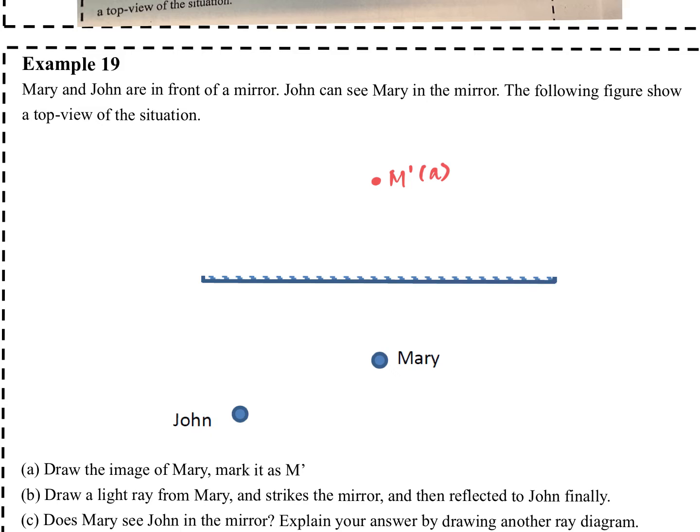And then draw the light ray from Mary, strike the mirror, and then reflect to John finally. This is the way that we draw the ray diagram. Firstly, we have to draw the image. Secondly, we have to draw the light ray entering the eyes. In fact, the light ray entering the eyes is for John only. And in fact, the light actually comes from the object, which is Mary. And this is the answer of part B.